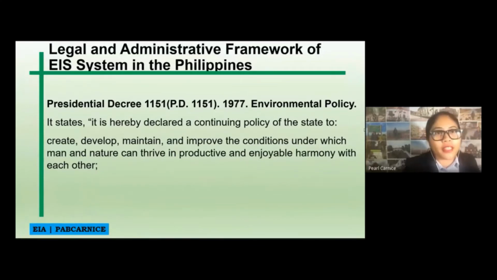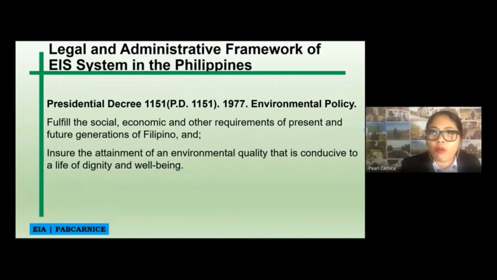it is hereby declared a continuing policy of the state to create, develop, maintain, and improve the conditions under which man and nature can thrive in productive and enjoyable harmony with each other. And of course, it is also to fulfill the social, economic, and other requirements of present and future generations of Filipinos and ensure the attainment of an environmental quality that is conducive to a life of dignity and well-being.